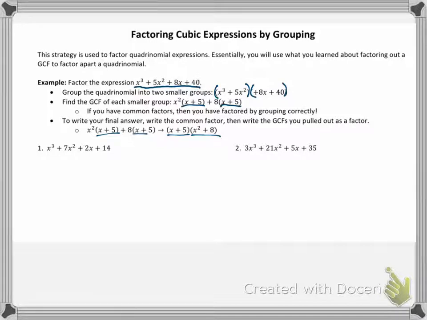So let's take a look here at how we do this. So let's take a look at number 1. X cubed plus 7x squared plus 2x plus 14. 4 terms. We're going to go ahead and put parentheses. We're going to group them. First 2 terms go together, last 2 terms.